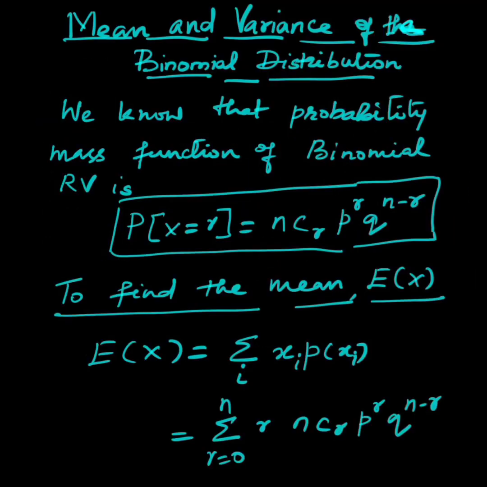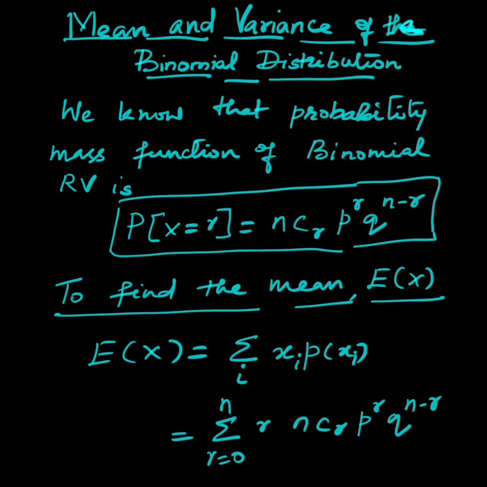Now the mean and variance of the binomial distribution are going to be derived. Consider the probability mass function of the binomial random variable, which is P(X equals r) equals nCr p^r q^(n minus r). Actually, the meaning is that out of n trials, the probability of getting r successes is given here.